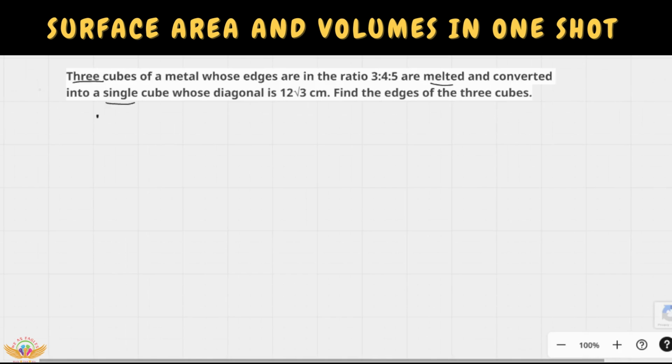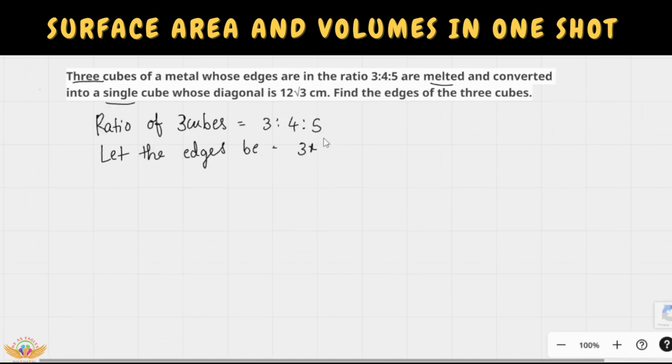So the ratio of 3 cubes is equal to how much? 3:4:5. Now let the edges be, so I'm multiplying with one constant. Whenever they give you the ratio, to convert it into a number, you need to multiply with a constant. So I'm taking x as the constant here. So 3x, 4x and 5x will be the edges.